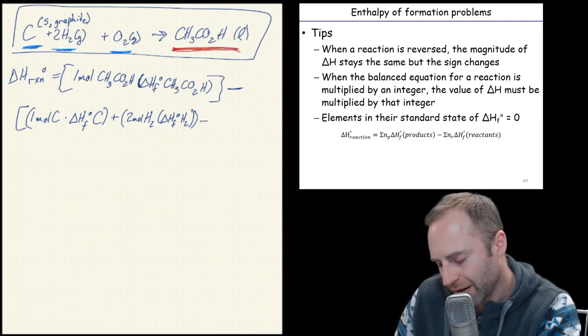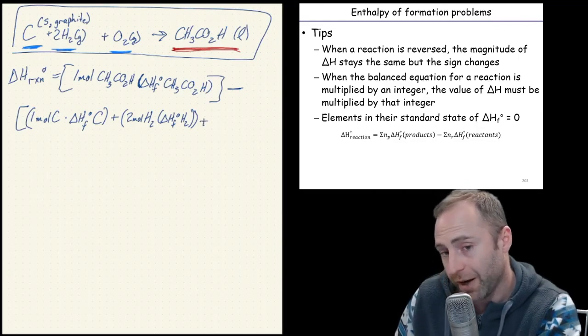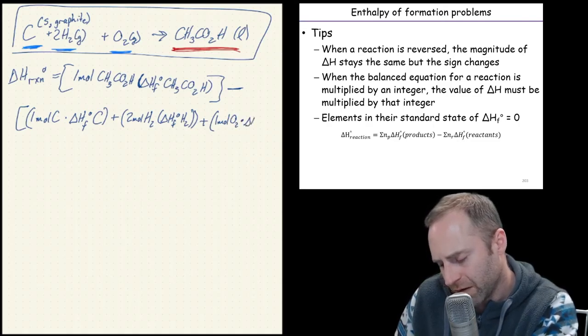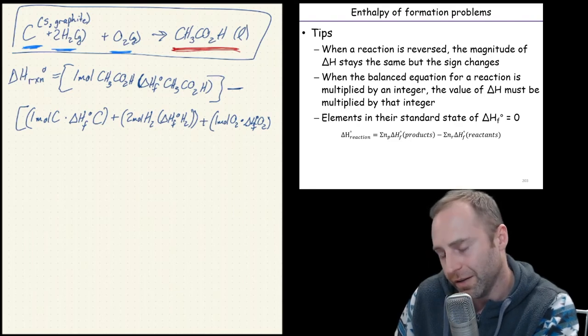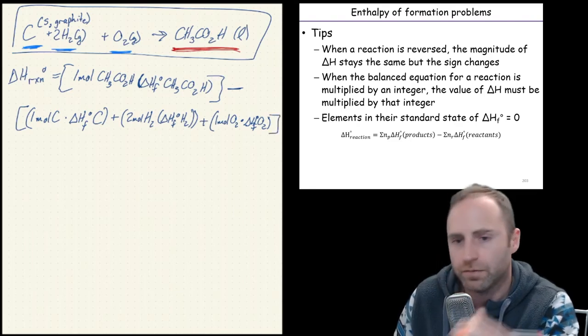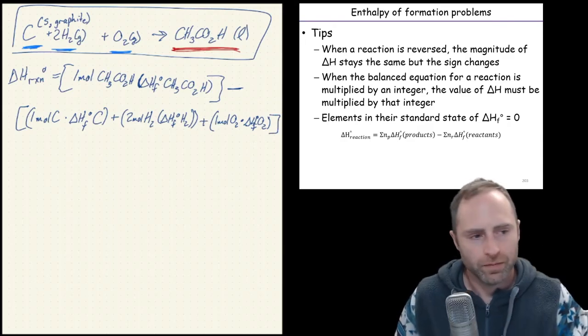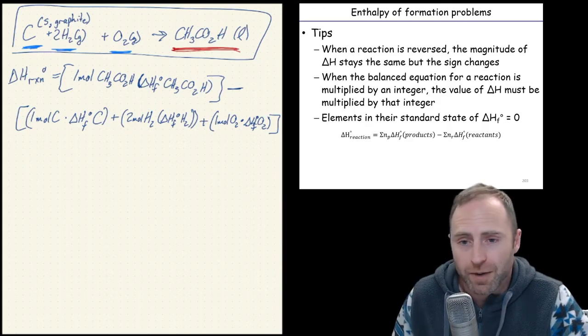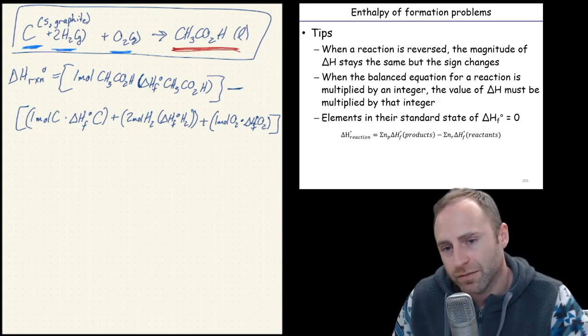Oxygen. And I'm going to set it up the exact same way. So I'm going to add... I go up to my balanced equation, got 1 mole of oxygen times delta H_f of O2. Oops, I forgot my naught. Close that parenthesis, and now I'm done with all of my reactants. And that's the whole shebang. Yep, that'd be it.